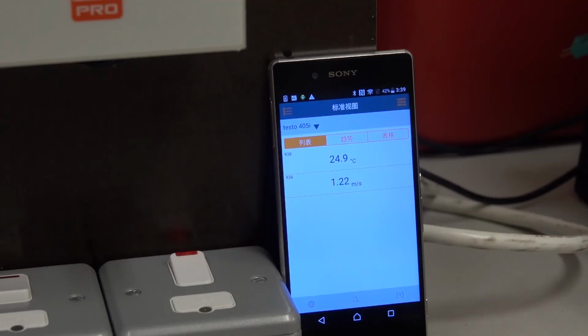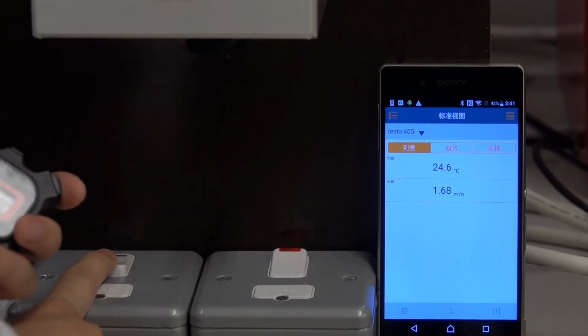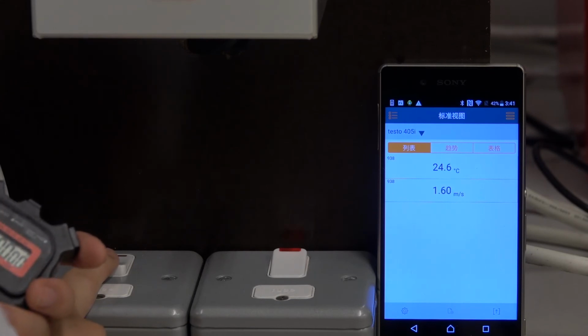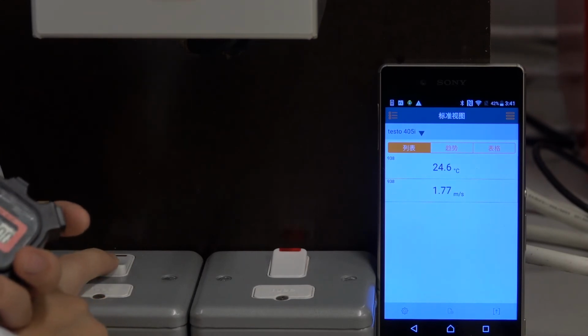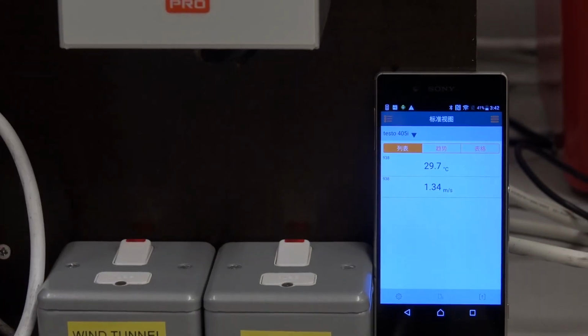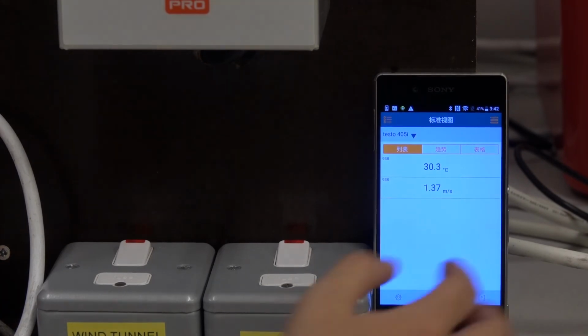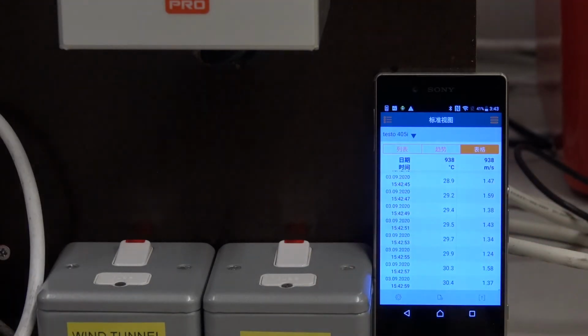When the airspeed is stable and fluctuating around 1.5 meters per second, we can turn on the heater. At the meantime, use a stopwatch to record the starting time. The temperature of the air is gradually increasing. All data are recorded by the cell phone with an interval time of 2 seconds.